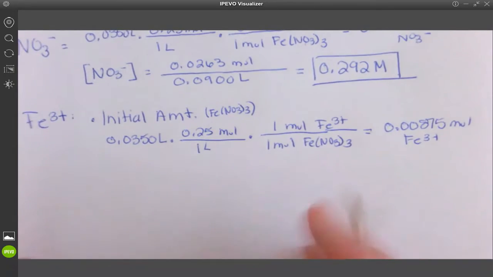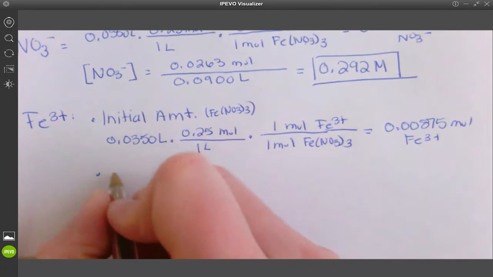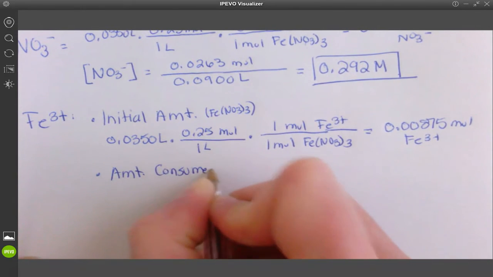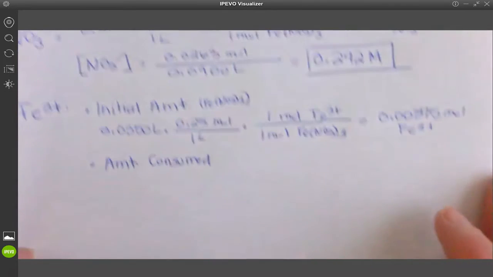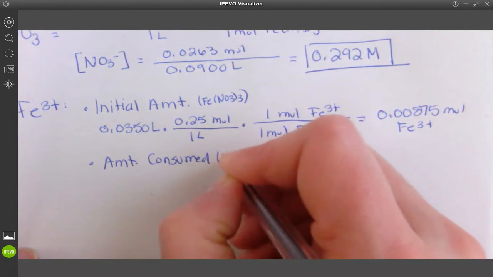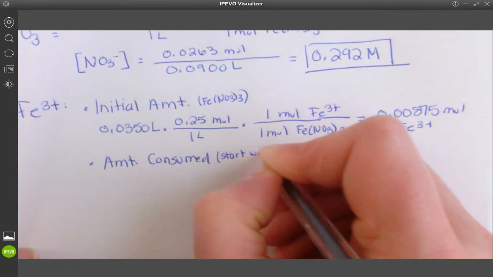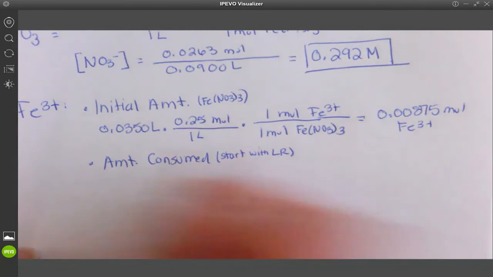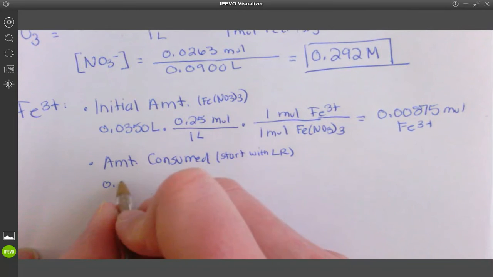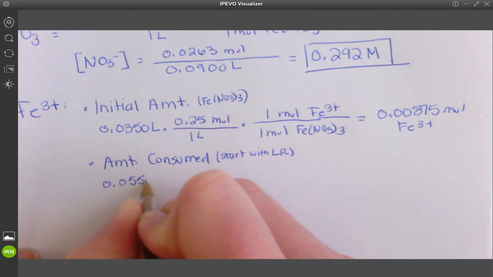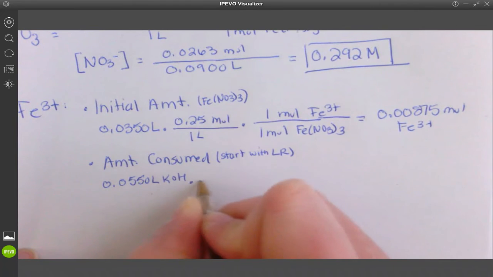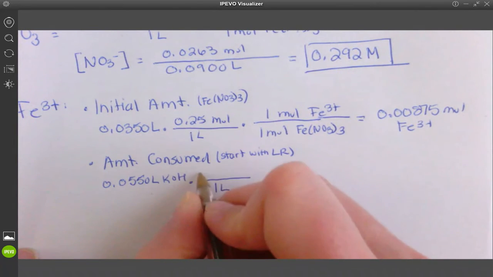That was how much was there to start, but we know that's not all present at the end. So now I can go ahead and find the amount that was consumed, so how much was actually taken out of solution and formed the precipitate. And here I'm going to start with my limiting reactant, which is my potassium hydroxide. I had 0.0550 liters of my KOH. I'm going to get that into moles.